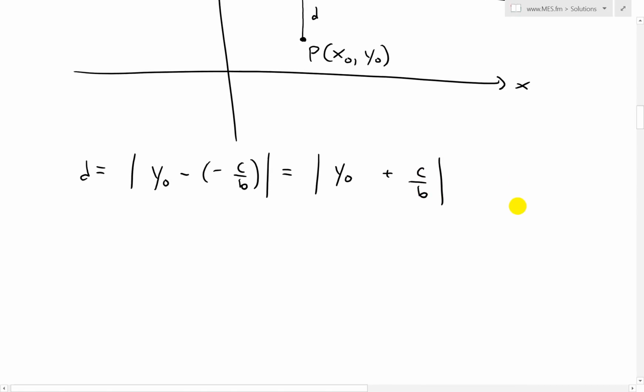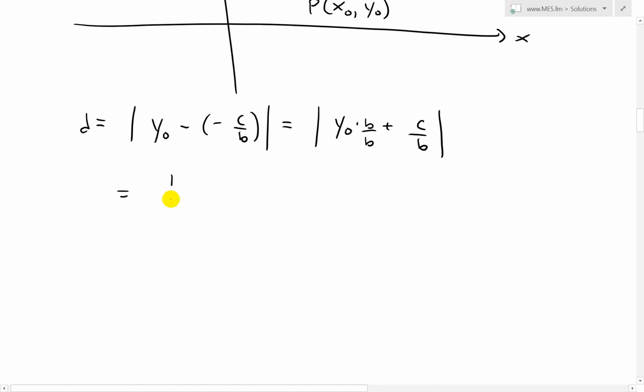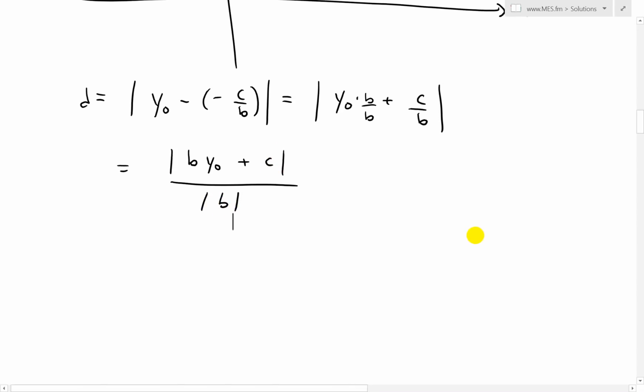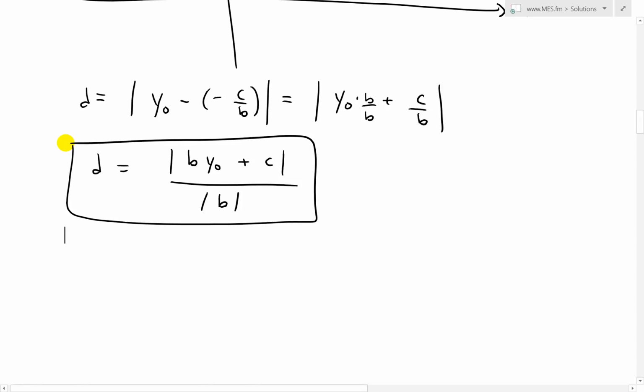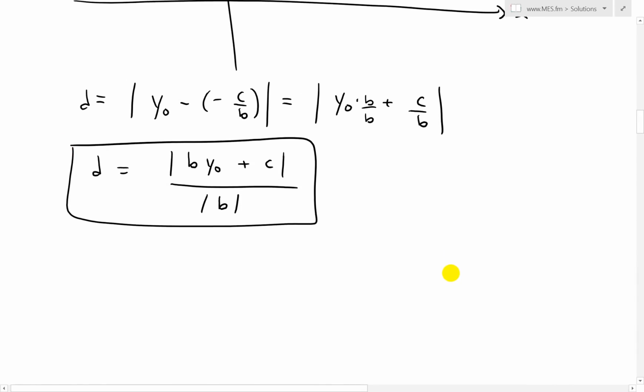And a more useful way to write it is to multiply by b over b, so we have a common denominator. And now what we end up getting is d equals the absolute value of b y0 plus c, all divided by the absolute value of b. The reason I write it like this will become more apparent later in the video, because a more general derivation still works for horizontal or vertical lines, as I will show.